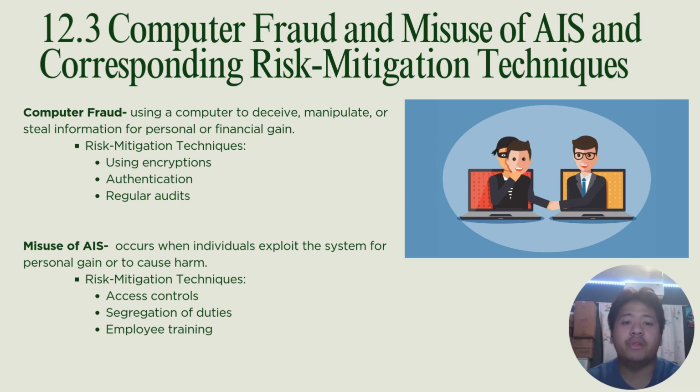Now, misuse of AIS occurs when individuals exploit the system for personal gain or to cause harm. Some risk mitigation techniques are access controls, segregation of duties, and employee training. With access controls, you could restrict system access to authorized personnel only and use role-based access control to ensure users only access the information they need. Dividing responsibilities among different employees ensures no one person has control over all aspects of a financial transaction. And lastly, with employee training, training employees to recognize and report fraud or misuse attempts can encourage ethical behavior and prevent fraud or misuse from occurring.